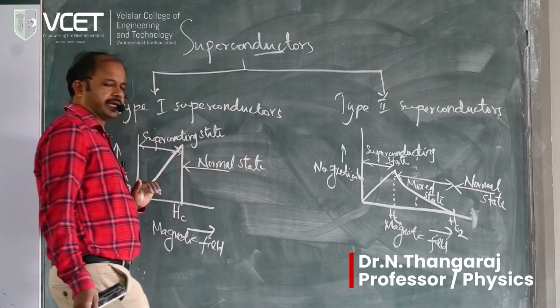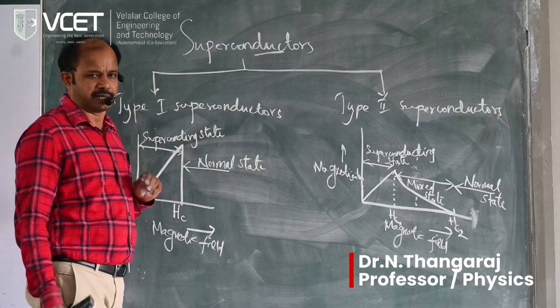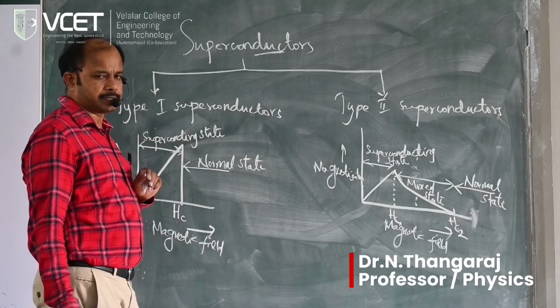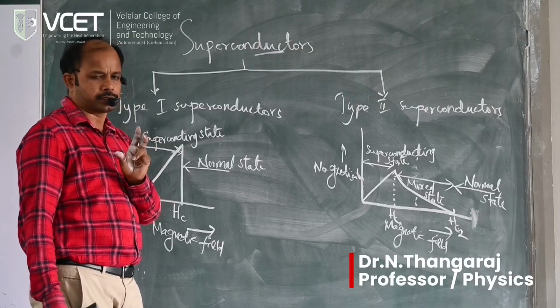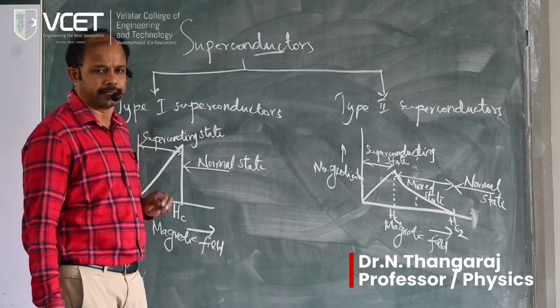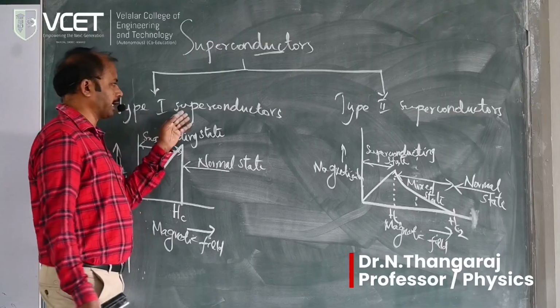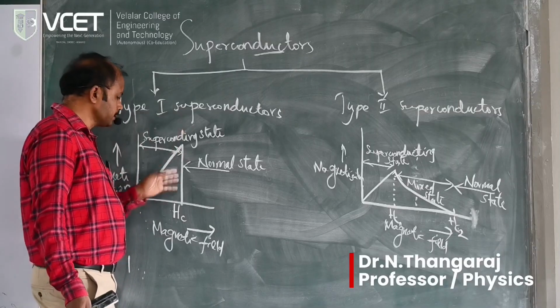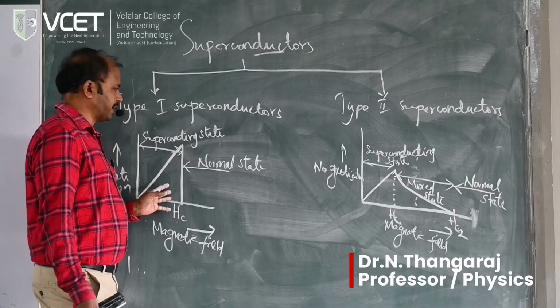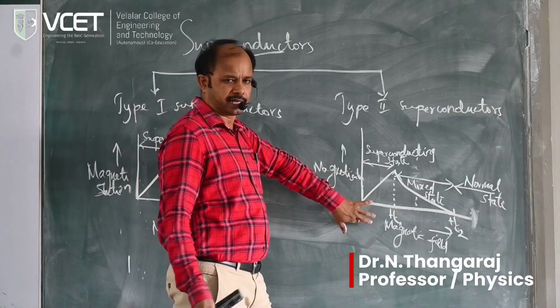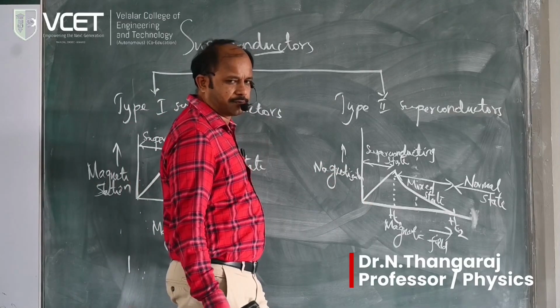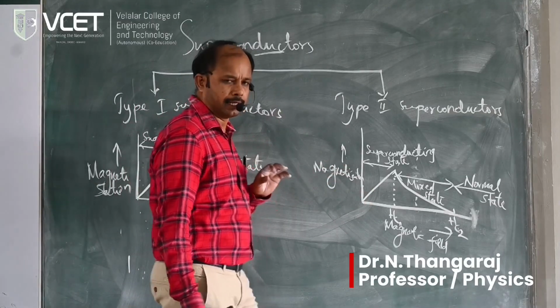Then one more thing is obeying the Meissner effect. What is the Meissner effect? That means it repels the magnetic lines of force. It acts as a diamagnetic. The type 1 superconductor obeys the Meissner effect. Here it does not obey the Meissner effect. That means type 1 repels the magnetic lines of force, and type 2 does not repel the magnetic lines of force.